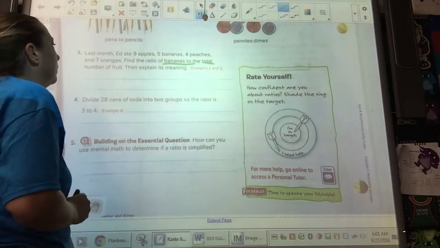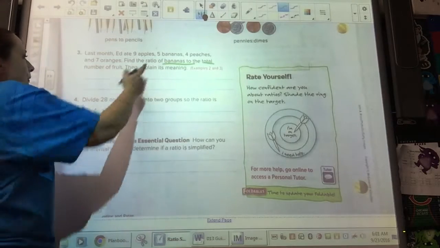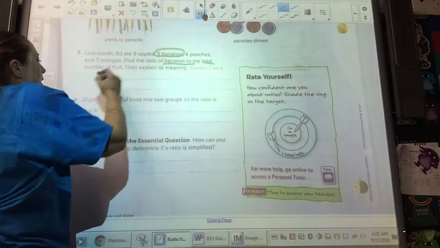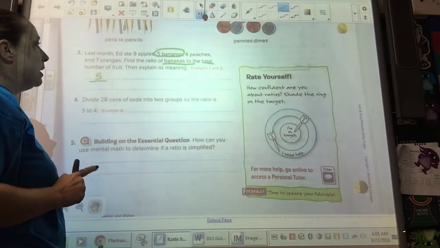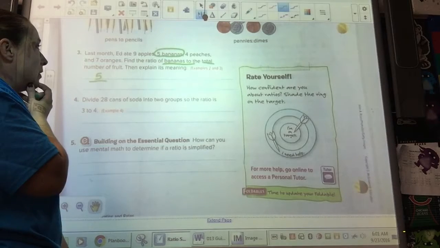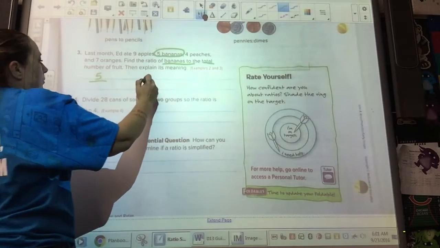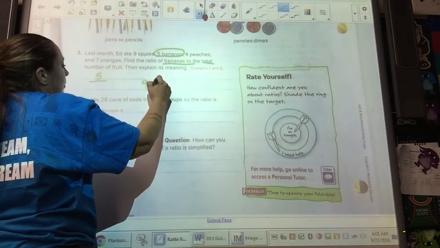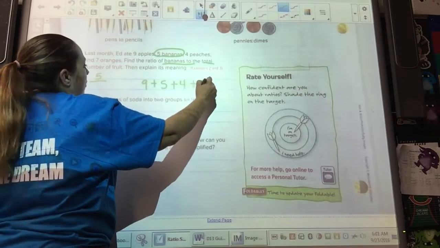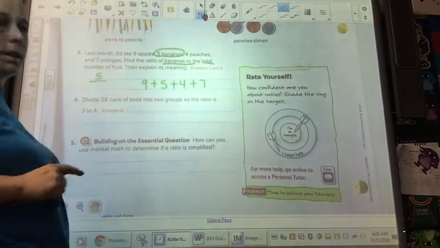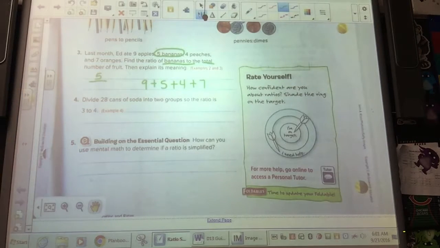All right. First, easy part, bananas. We got 5 bananas right here, 5 bananas. So we know it's going to be 5 over something. Now, the total includes the bananas. So you need to add 9 plus the 5 bananas plus 4 peaches plus 7 oranges. Add those up right now and see what you get.